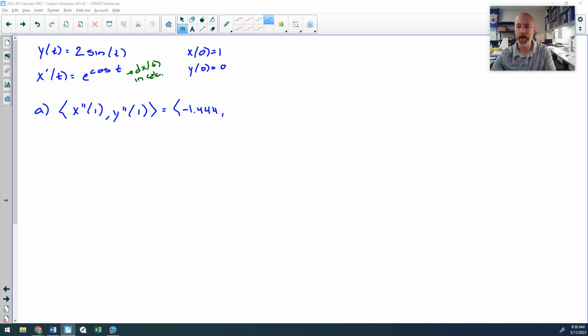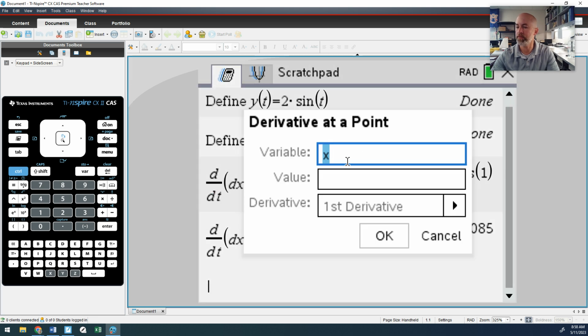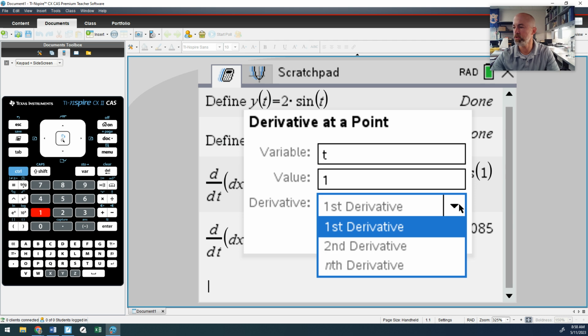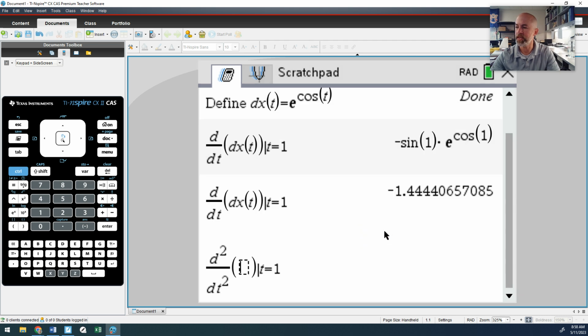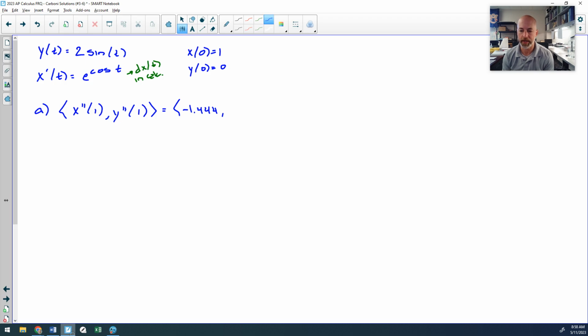Negative 1.444. And for y, I can do menu, calculus, derivative at a point. I'm going to use t. I'm going to plug in 1, and I'm going to choose the second derivative of y of t. And I'm going to go ahead and hit Control Enter to force the decimal. That is negative 1.6829. And I'm going to go ahead and write all 4 of those. Negative 1.6829. You can round that up to 683, or you can truncate at 682. I guess I'd be rounding down since we're negative. Anyway, so there's your answer for A.